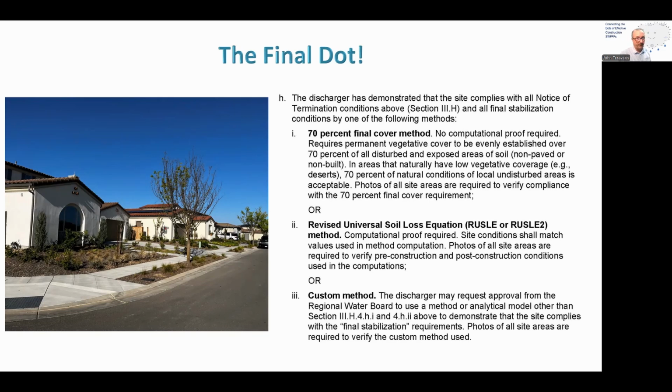They only address permanent. But I also see a lot of SWPs do the vice versa, where they only address the temporary, but they don't really tell us how we're going to get to here, 70% final cover, or a fully stabilized site. So it's really important to address your temporary erosion control measures, but also your permanent final erosion control measures.